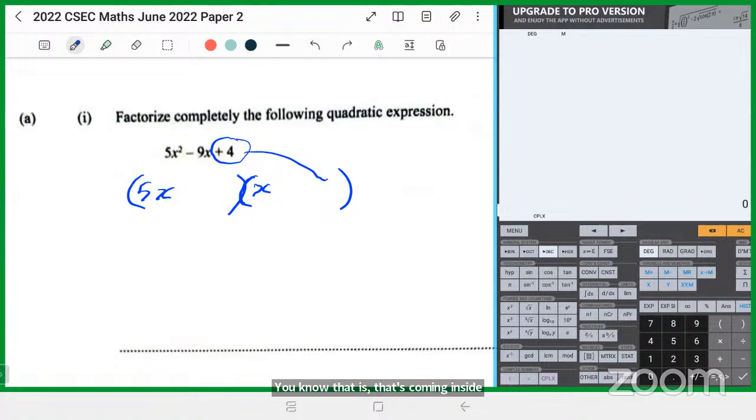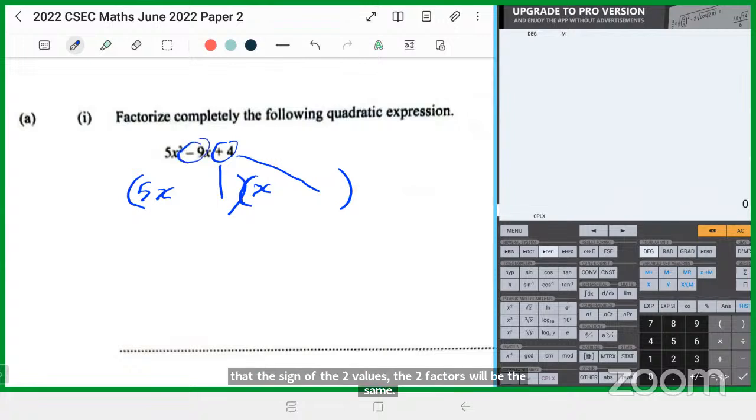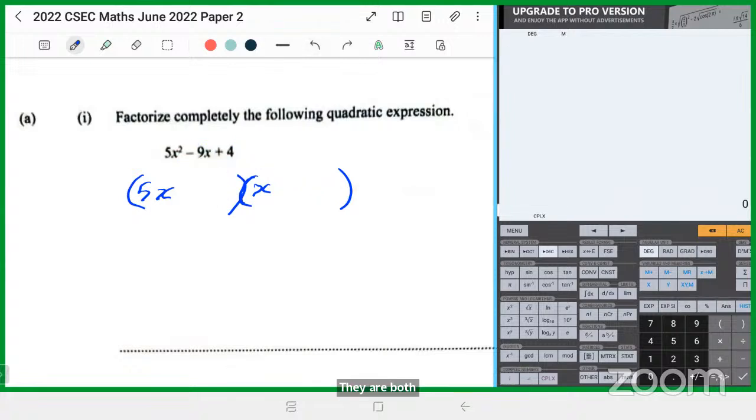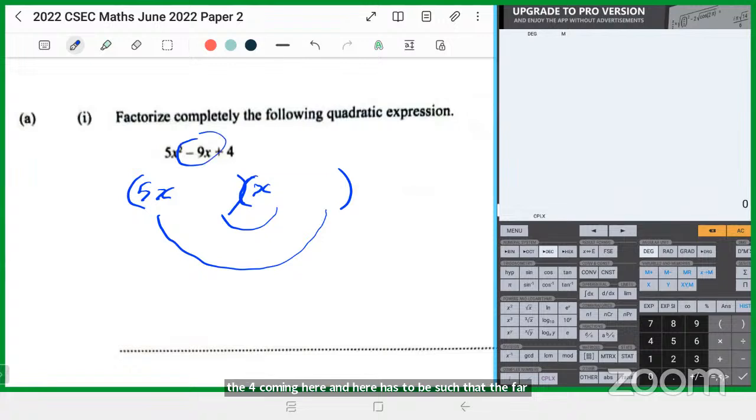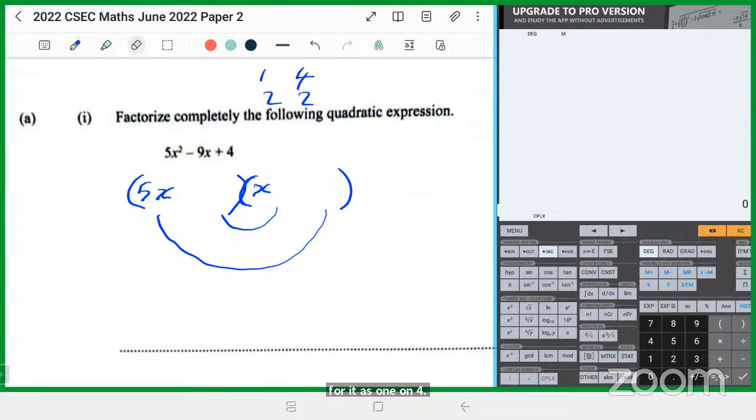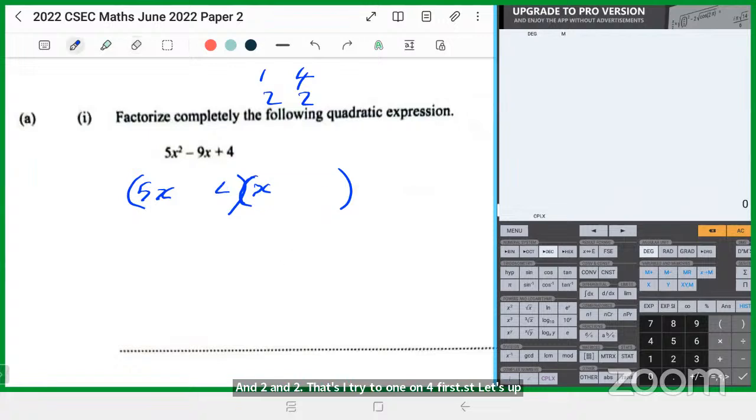This plus, because it is positive, means that the sign of the two factors will be the same. They are both negative because the middle term is negative. And it has to be such that the factors of the 4 coming here and here are such that the far product and the near product add to the middle term. So let's say I try 1 and 4, because the only factors of 4 are 1 and 4, and 2 and 2. Let's say I put the 1 here and the 4 here.